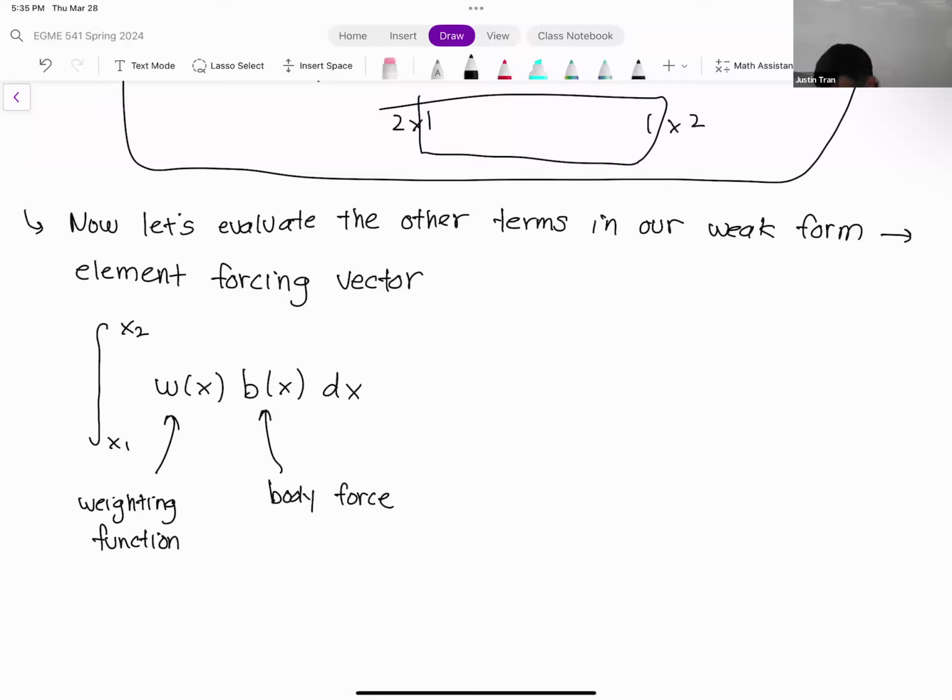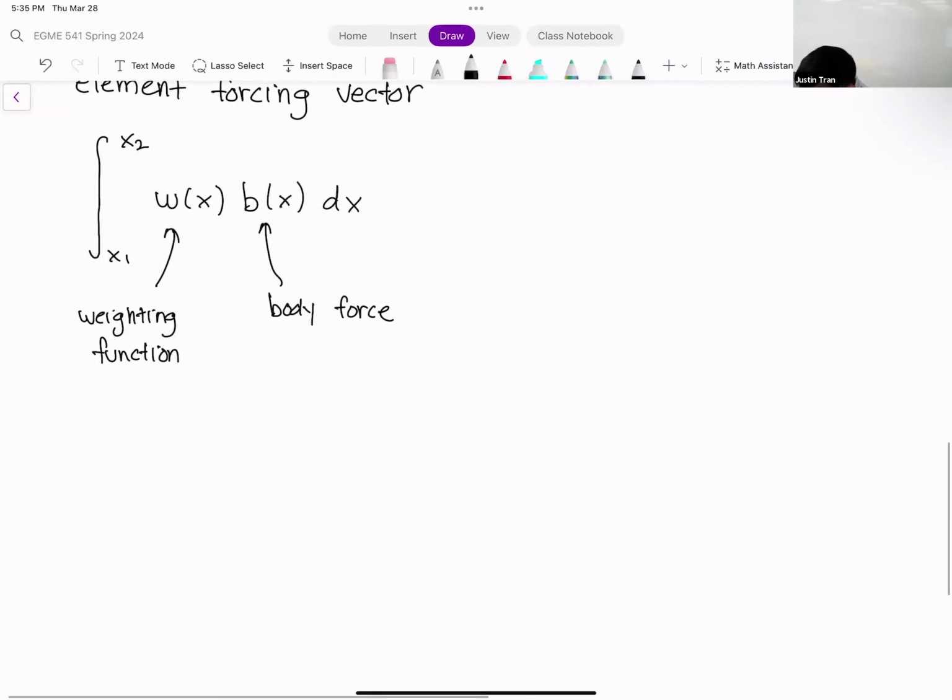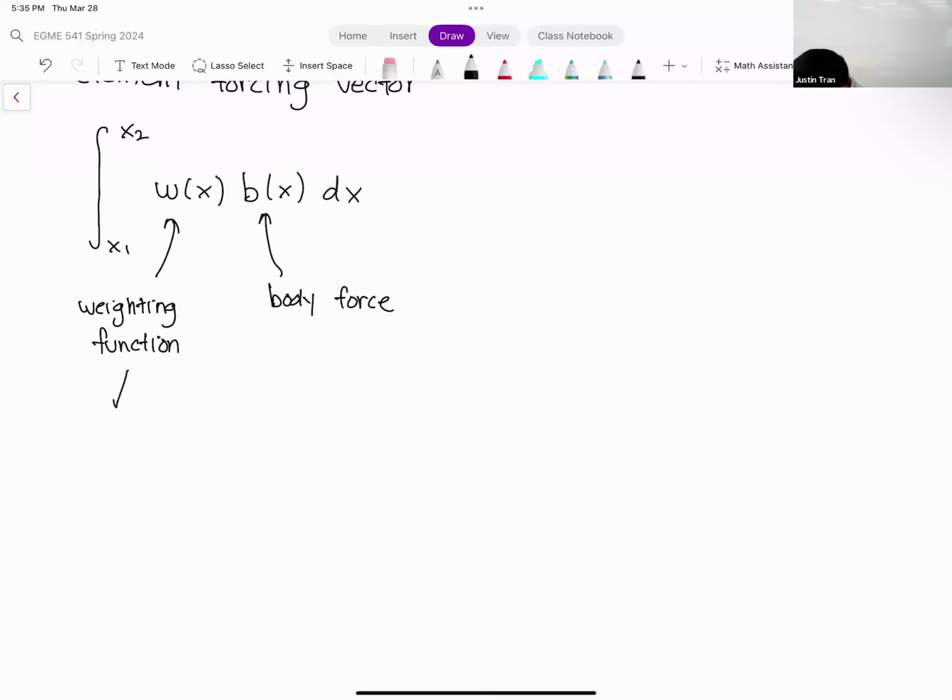Of course, we're going to plug in for both of these. The body force is a term that's problem dependent, and because we're doing a derivation, we can't plug in for that at this time, but we will plug in for that for a problem. For our weighting function, we're going to plug in our shape function representation, because what we said was w(x) is equal to w1 N1(x) plus w2 N2(x).